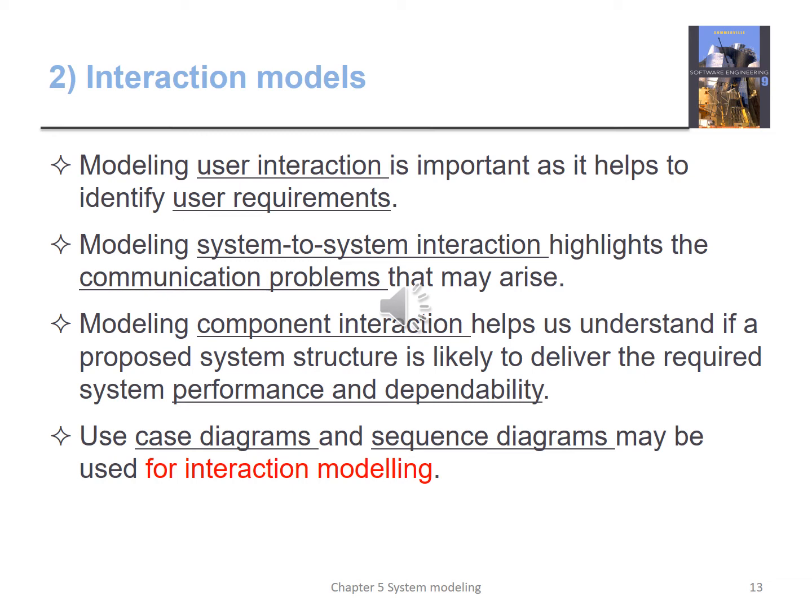Modeling user interaction is important. As we said, it helps identify the user requirements. Modeling system-to-system interaction highlights the communication problems that may arise. Modeling component interaction helps us understand if a proposed system structure is likely to deliver the required system performance and dependability. Of course, a use case diagram and sequence diagram may be used for interaction modeling. And that's the one we are really going to cover in the following slides.